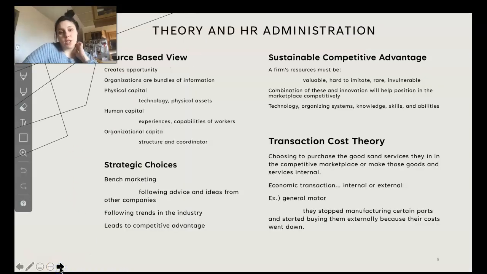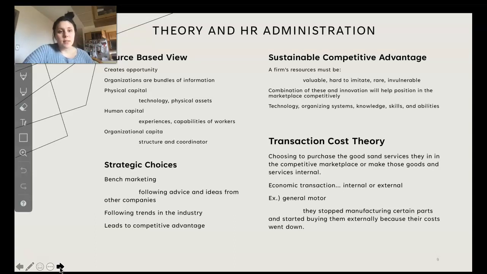Theory in HR administration: the resource-based view. It's seen as the different types of capital, physical, human, and organizational, as bundles of information, and it creates opportunity in the future. So that's where the strengths lie. Sustainable competitive advantage: your resources must be valuable, hard to imitate, rare, and invulnerable. This could be through technology, systems, knowledge, or any type of ideas that you might have, and this will help you sustain that competitive advantage in the marketplace as well.